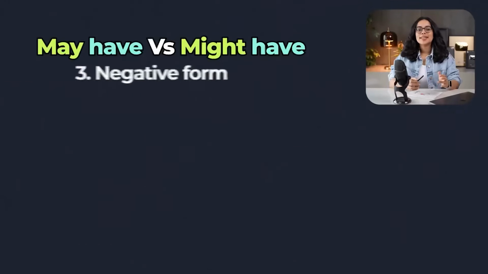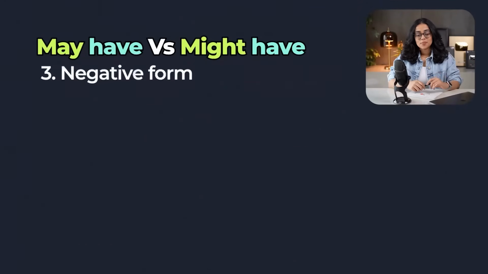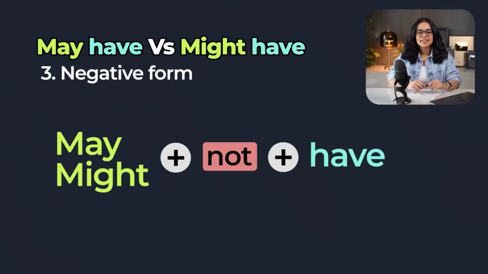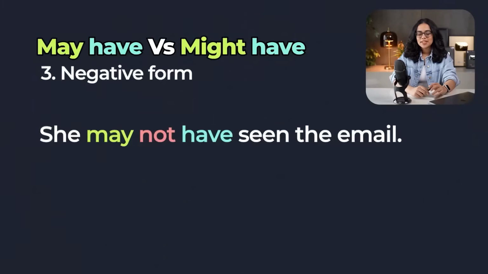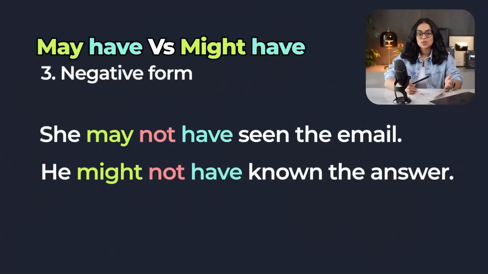Now, let's look at the negative form. Both may have and might have take not after may or might, right? So you basically place the not between the modal verb and have. For example, she may not have seen the email, or he might not have known the answer. The meaning is almost the same. It shows uncertainty in the negative. I hope you got a fair idea of how to use might have and understood the difference between may have and might have.